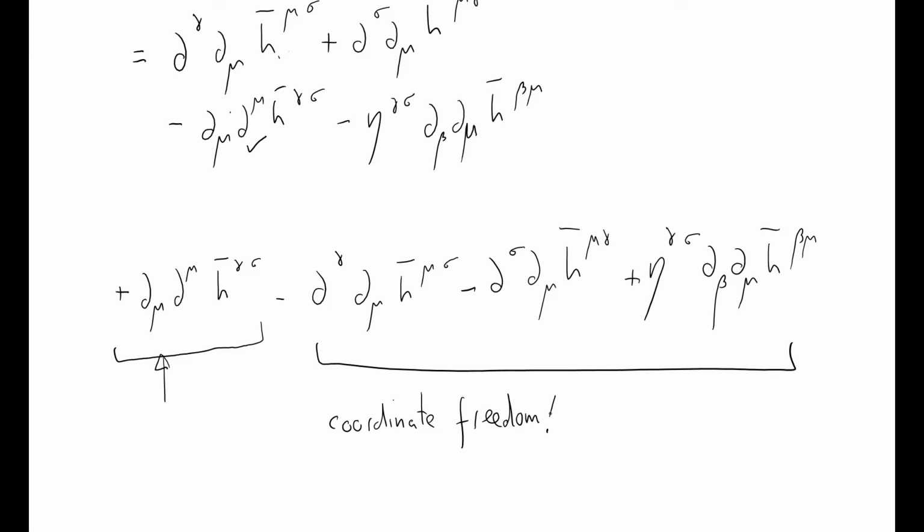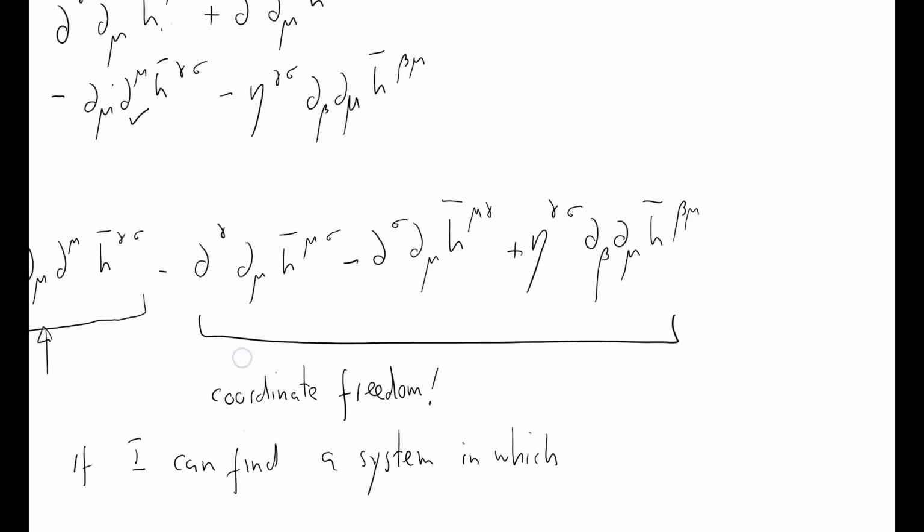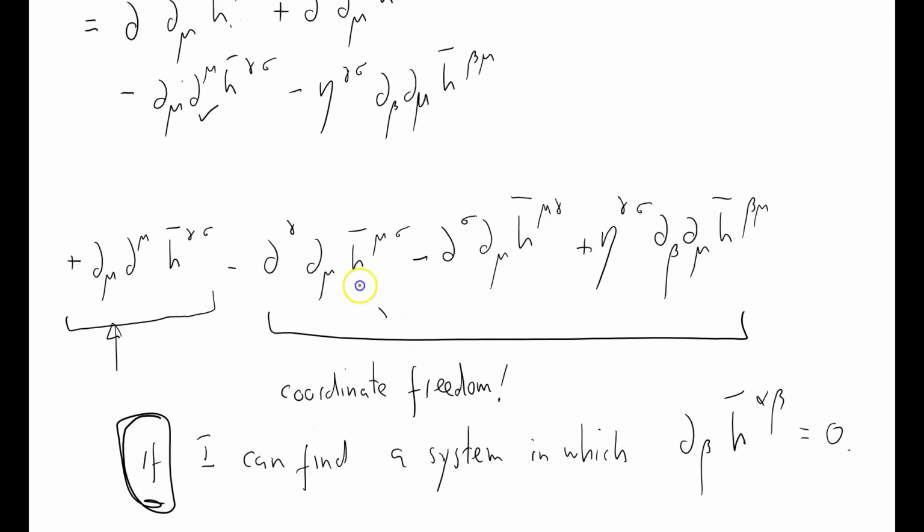So if I can find a system in which h bar alpha beta comma beta, and now let me write it out in my usual notation, di beta h bar alpha beta equals 0. You see we're summing over the beta. There it is, and there it is. If I can find such a coordinate system, then that would be wonderful, because this term would vanish.